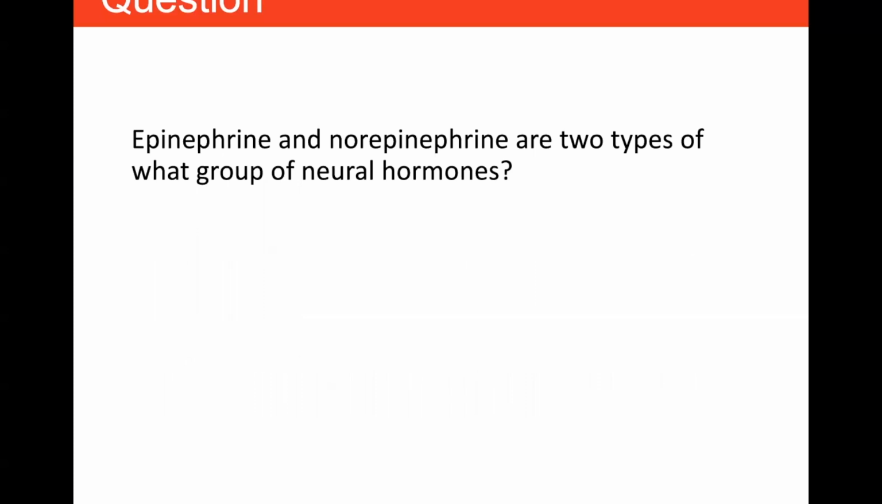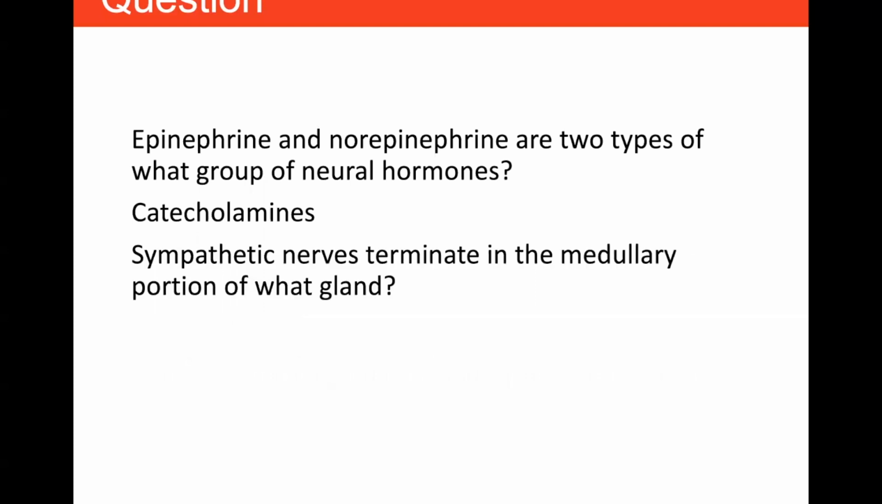All right, epinephrine and norepinephrine are 2 types of what group of hormones? Catecholamines, yes, an intro to the endocrine system that we're going to be reviewing soon. Sympathetic nerves terminate in the medullary portion of what gland? Another intro to what's to come, the adrenal gland.